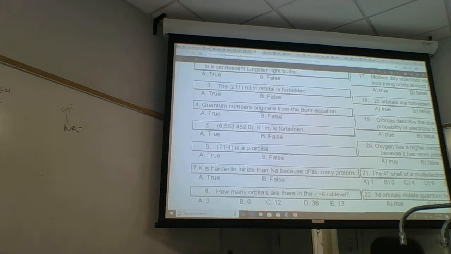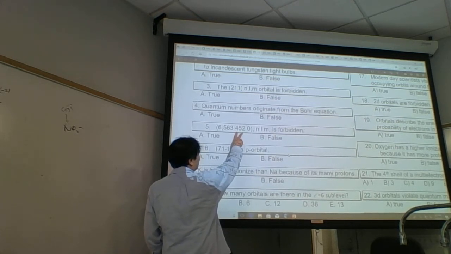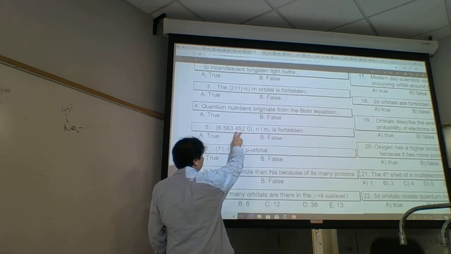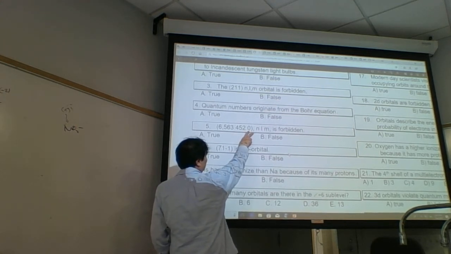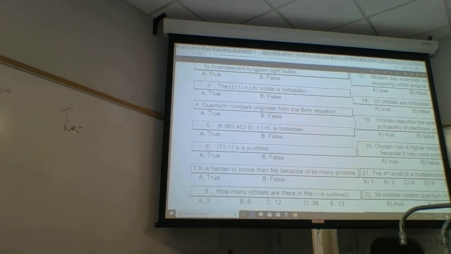Five. 6,563 for N, L is 452 and M is 0 is forbidden. That's false. That's actually allowed. If we have 6,563, the maximum L value is going to be 6,562. So all L values, 0 to 6,562, are allowed. And if L is 452, then any integer from -452 to +452 is allowed for M. So that's false. That's allowed.